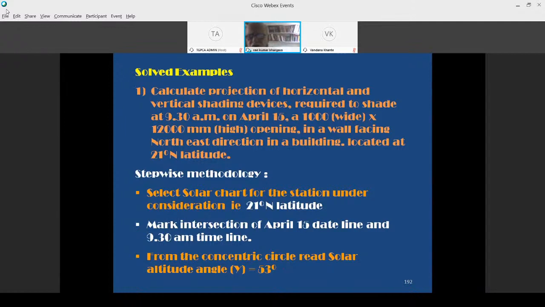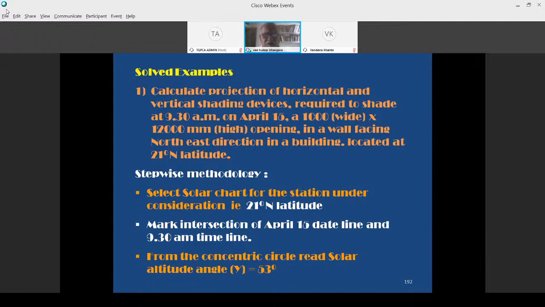Okay? And use it to calculate your projection of shading devices and to obtain various values which we can directly read from the solar chart. And also let it be very clear: all the azimuth angles are measured from north direction. It can be measured from any other direction also. We can use any direction as reference, but for our convenience, it is better that everyone decides that the angle should be measured from north direction. It will be easy. There will not be any confusion.